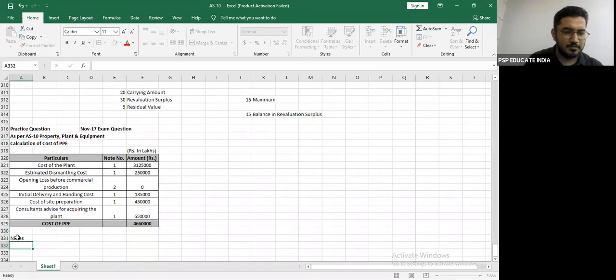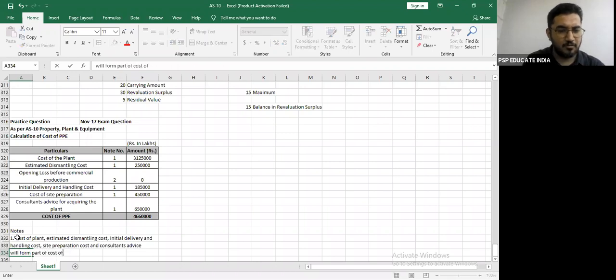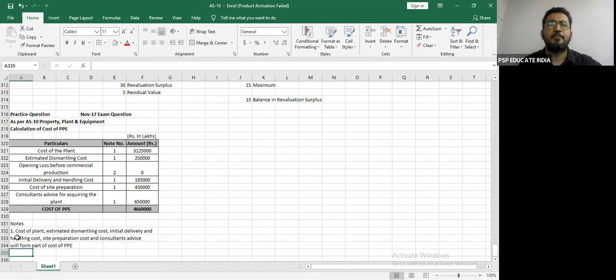Let's put our notes. Cost of plant, estimated dismantling cost, initial delivery and handling cost, site preparation cost, and consultants advice will form part of cost of property, plant and equipment.